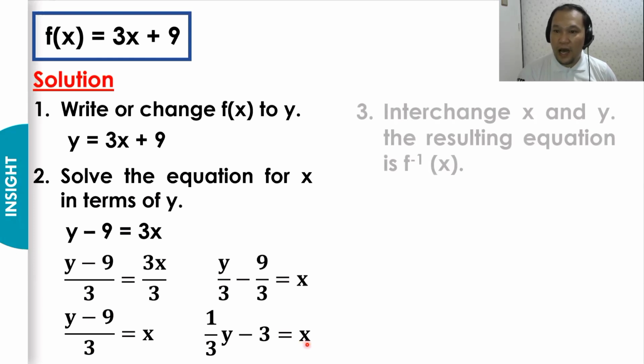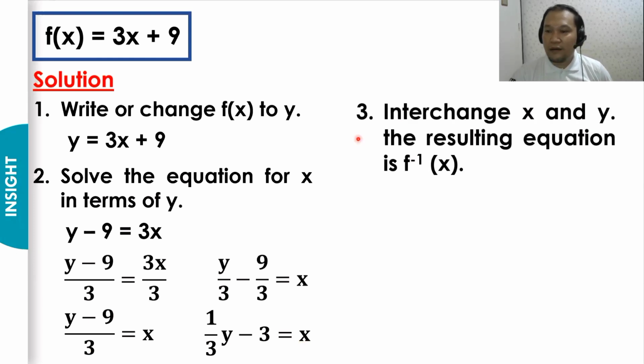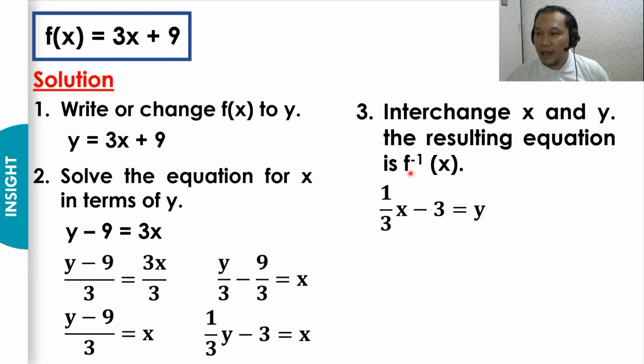And then our third step, we have interchange x and y. The resulting equation is now the inverse of the given function. Okay, therefore, 1/3 x minus 3 is equal to y. Then this y should be replaced to f, or the inverse of the given function, f raised to -1.